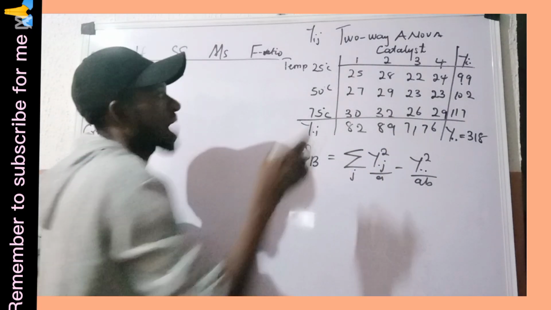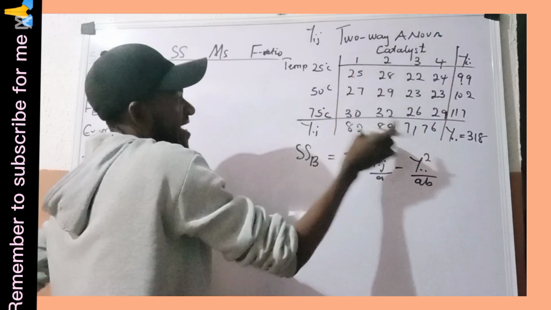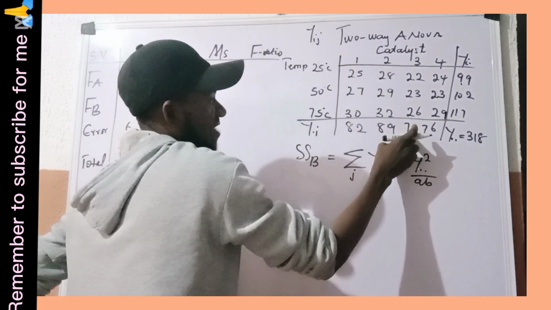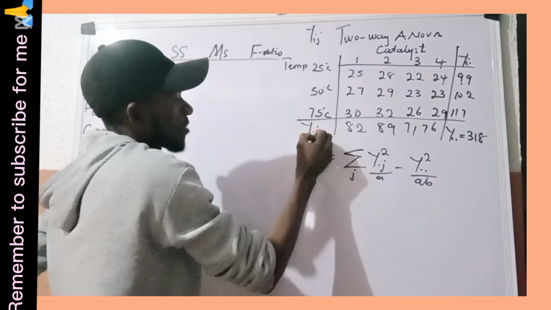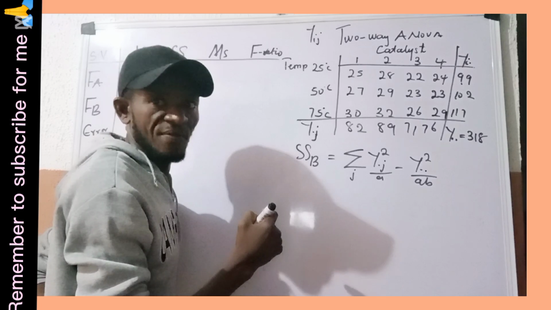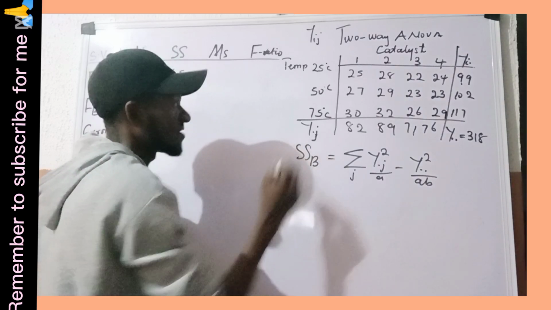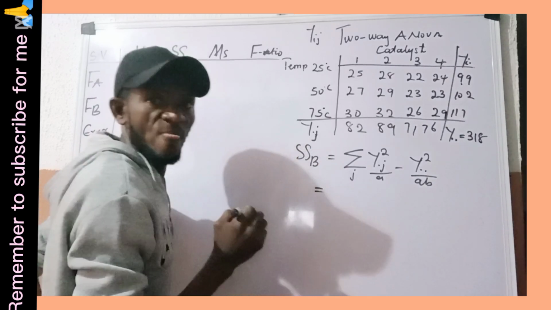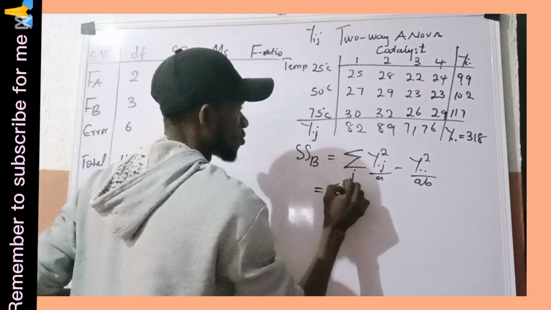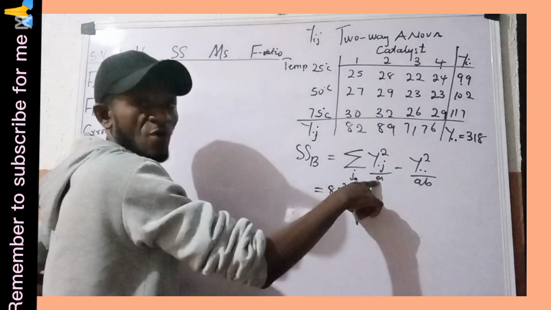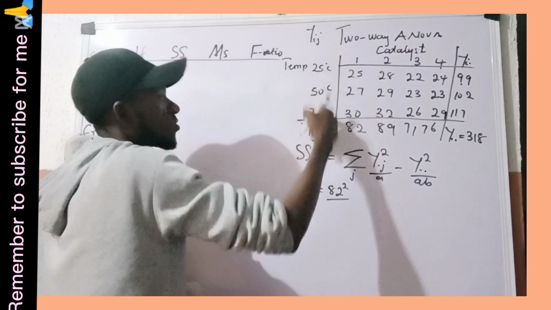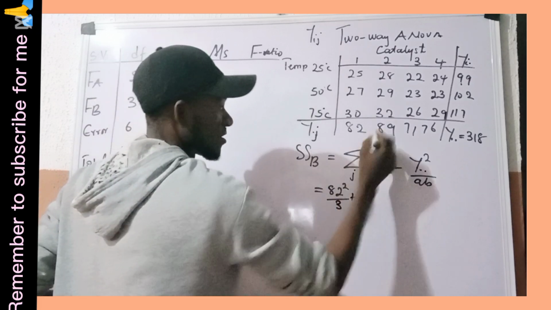So this time around, I'm interested in factor B. That's why I should be considering this 82, 89, 71, and 76, because they are the ones talking about y dot j. And it's y dot j that I have here. So what I'm now going to do is this: the first one here is 82, so I have 82 all squared all over A, talking about the number of levels of factor A, which is 1, 2, 3. So all over 3.